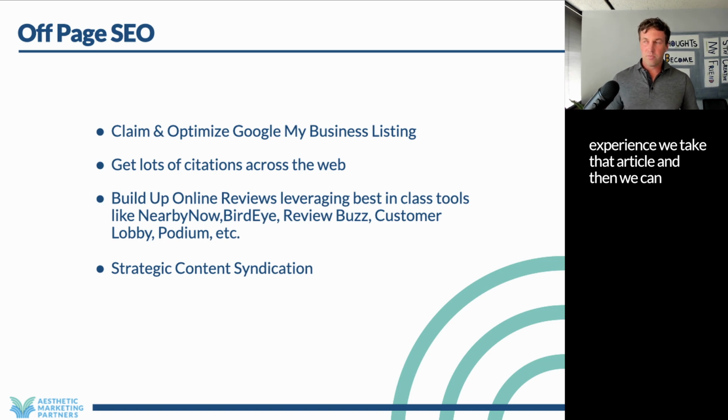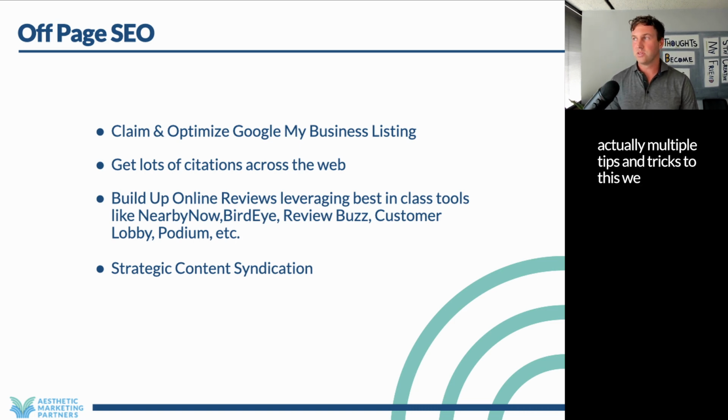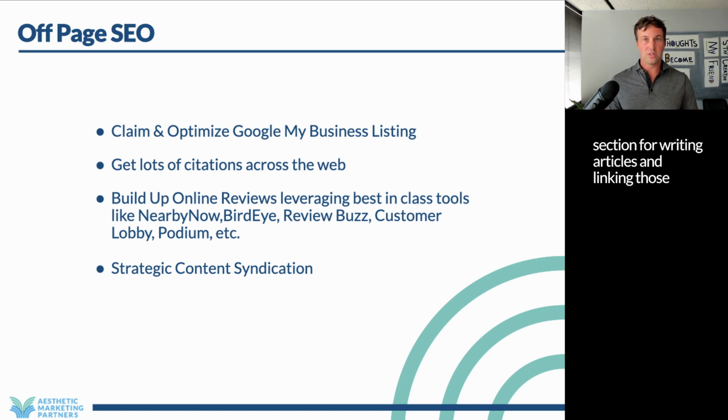We take that article and then we can syndicate that, meaning that we'll write a press release around it, link back to it, and there's actually multiple tips and tricks to this. We have a whole other webinar on this actually, to where you can link to Google Business. In your Google Business profile, for instance, there's a section for writing articles and linking those articles to your website. We can link in the press releases to those articles in Google Business profile, or to specific reviews, or to other pages on your website, to articles that were published by you in another journal.